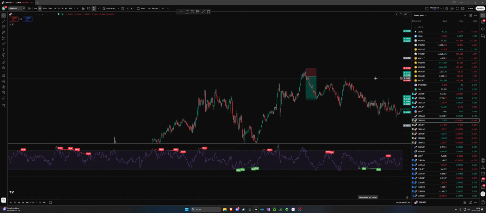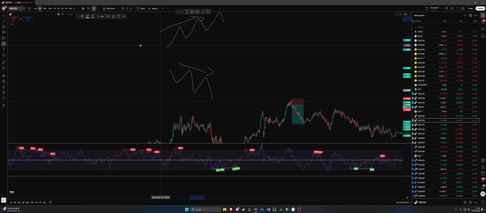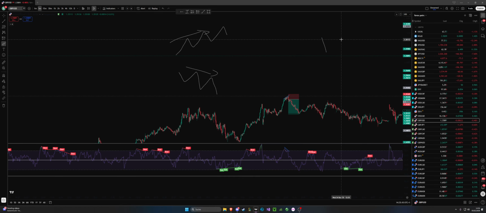So in general, maybe a quick recap of what these divergences are and what we want to look for. If price is making higher highs and RSI is making lower highs, this is a bearish divergence, and we want to ideally trade a bearish divergence inside a downtrend. So if price is already going down and we spot a bearish divergence, that's a really good signal for continuation. And then the opposite is of course true for an uptrend.